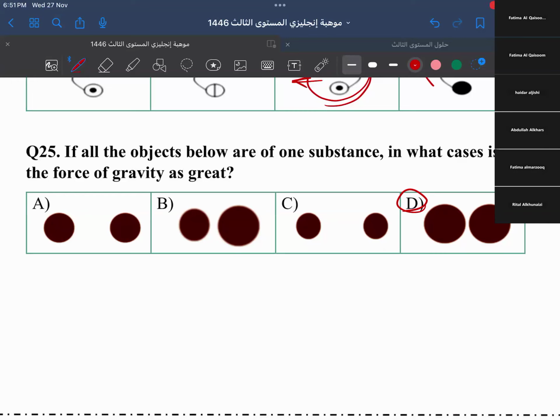The bigger the item or the object, the more gravity it's going to exert. And also the closer they are to each other, the higher the force is going to be. So if I had those two exact ones but far away from each other, the gravity is not going to be as great as this one. Okay. So with that, we're done with the first test.